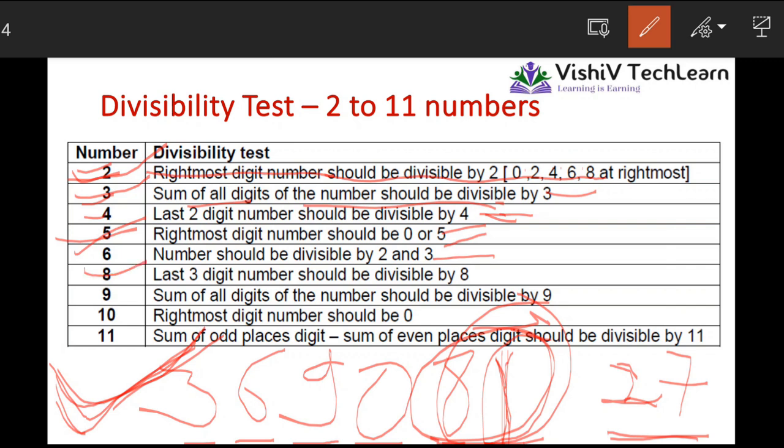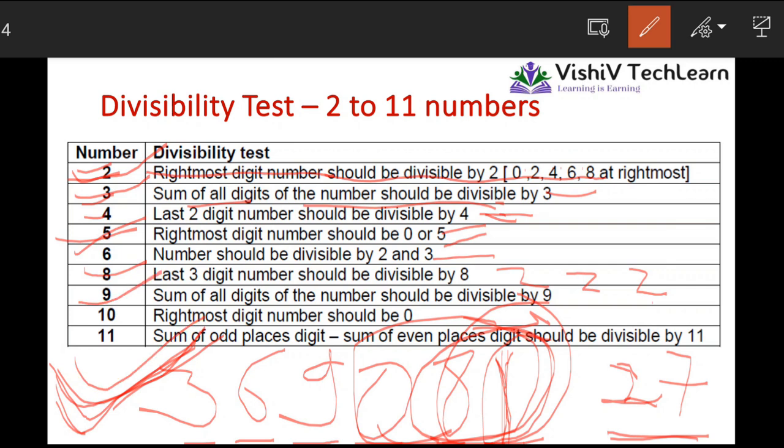In case of 8, the factors are 2 into 2 into 2. That gives the answer as 8. And hence, if the last 3 digits of that number are divisible by 8, then the entire number is also divisible by 8.